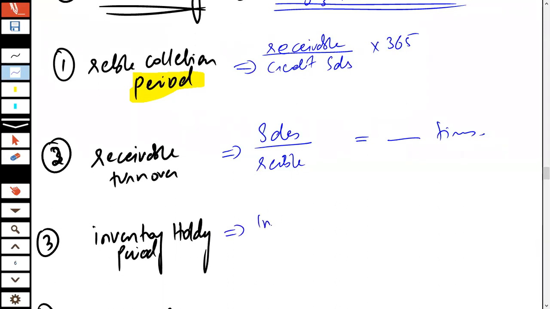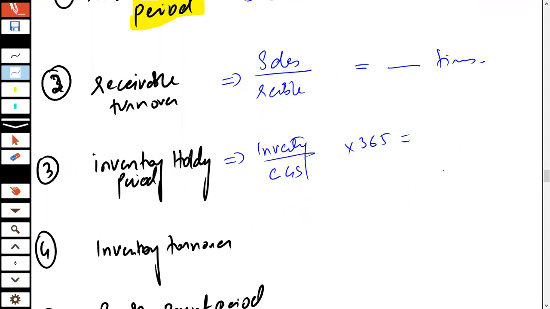Then you've got the inventory holding period, which is inventory divided by COGS into 365. You've got the inventory turnover, which is COGS divided by inventory.